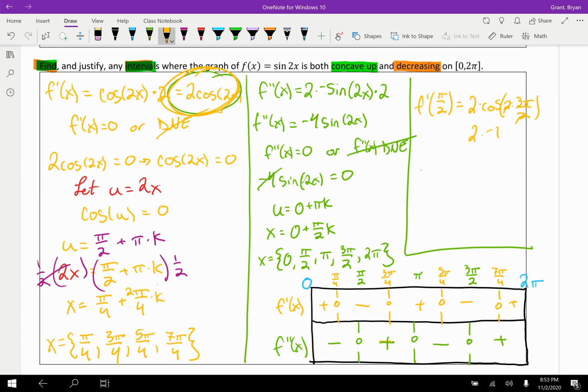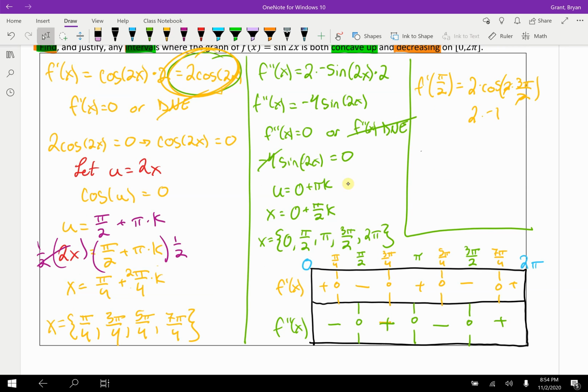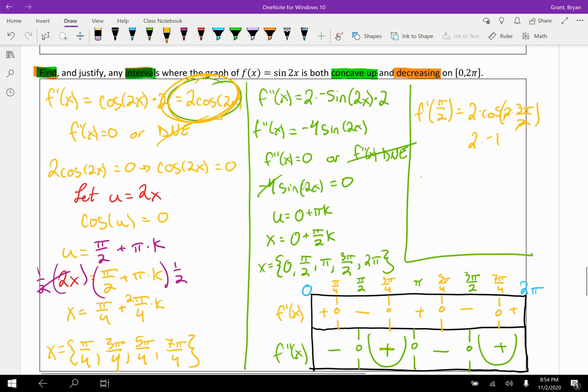Find and justify intervals where the graph of f of x equals sine of x is both concave up and decreasing. Okay, well, concave up is where f double prime is positive. Decreasing is where f prime is negative. So I think the question is then, is there any interval here that overlaps?